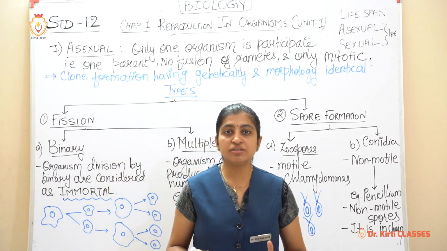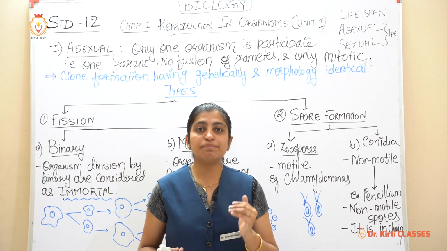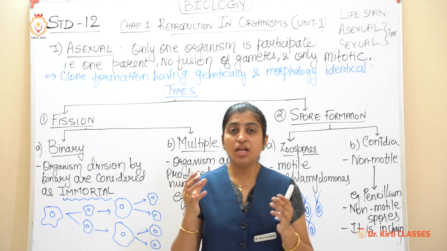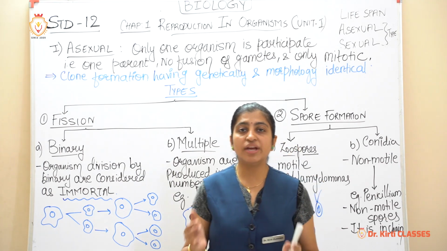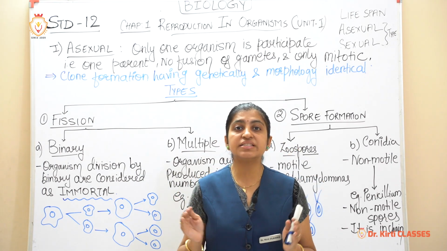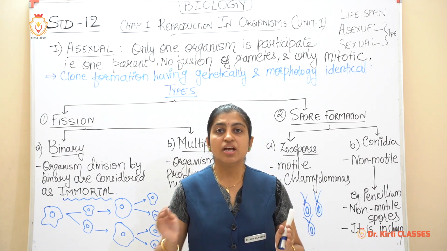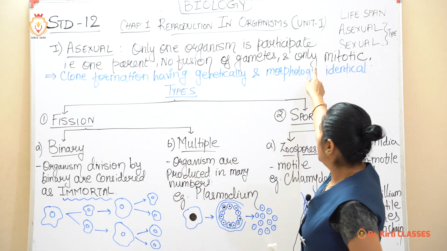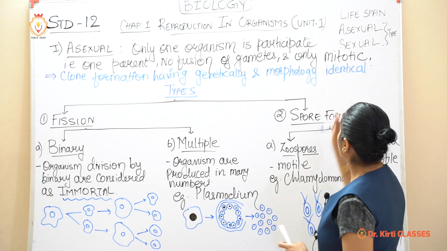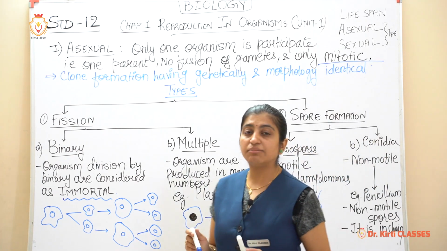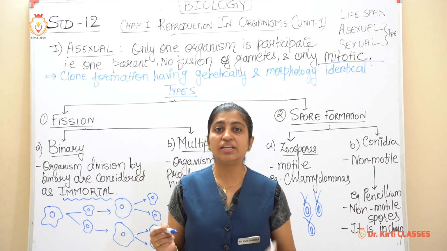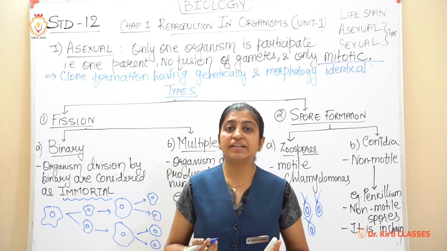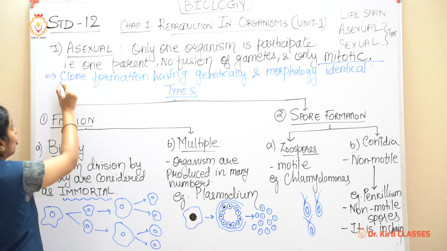You have to remember, students, only the mitotic type of cell division is required in asexual reproduction. In those living organisms which are very simple, single-celled organisms, only the mitotic type of division will be there. After the formation of offspring, that is, after the mitotic cell division, a single parent will start producing its own offspring, which is said to be clone formation.